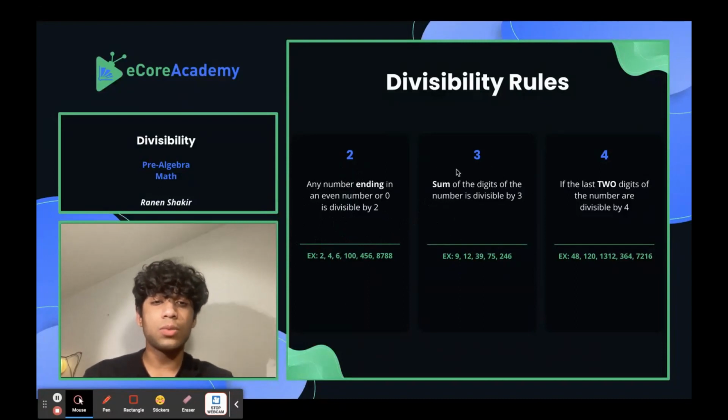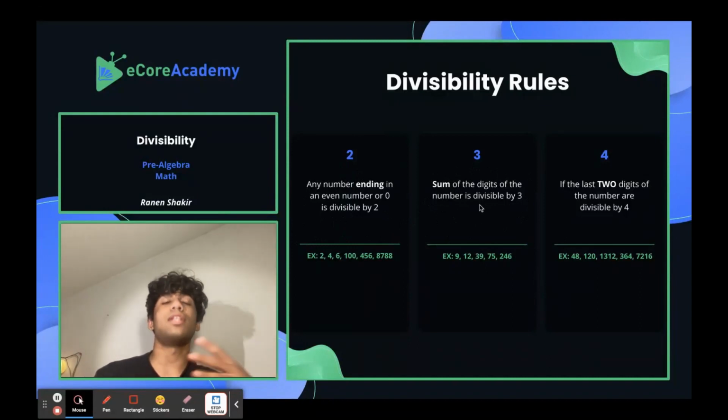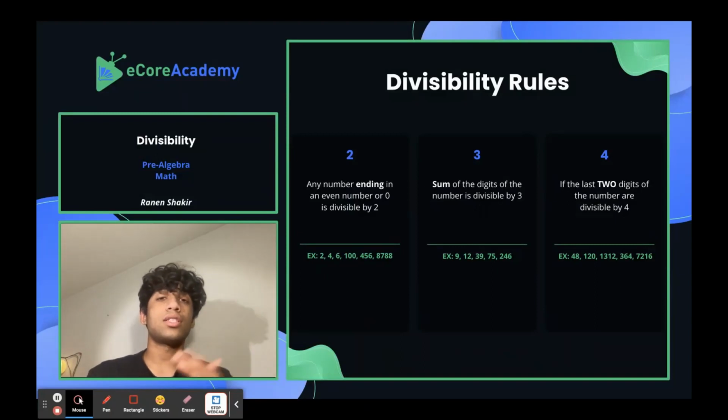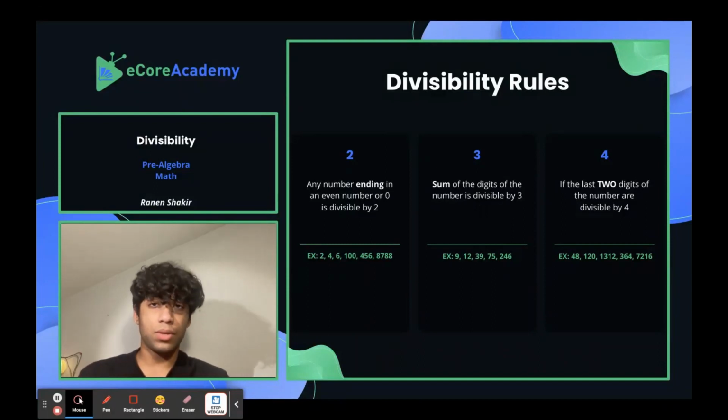3 is also a nice one. If the sum of the digits of the number is divisible by 3, the number is then divisible by 3. What this means is that if the sum of the digits in your number is a number that is a multiple of 3, that number as a whole is divisible by 3.